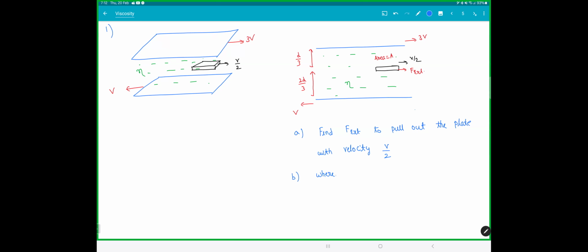Second question. Suppose you don't want to apply the force. So where should I keep the plate? There is a particular place if you keep this plate, it can go with v by 2 without applying force. Where should the plate be placed such that it moves with v by 2 without F external?